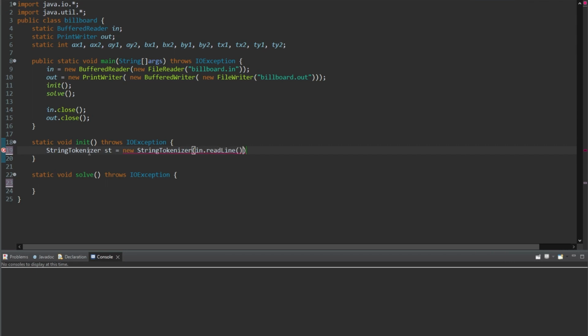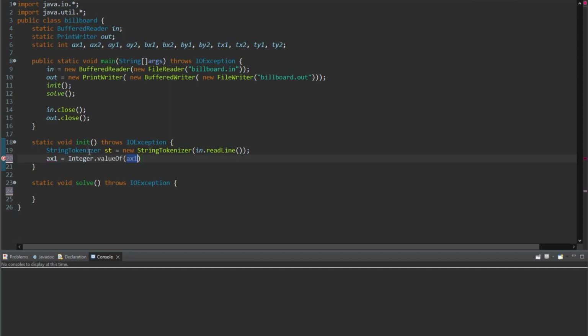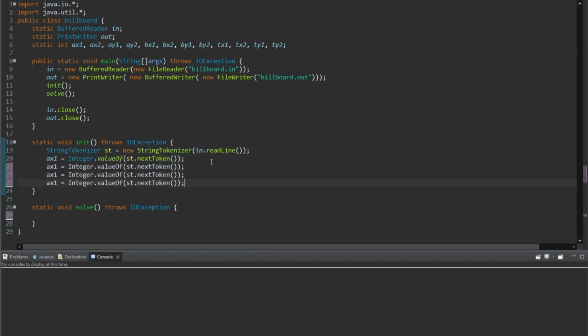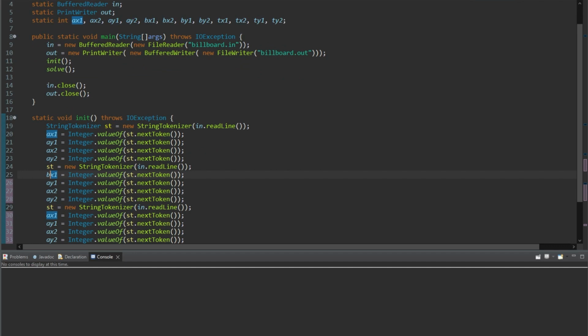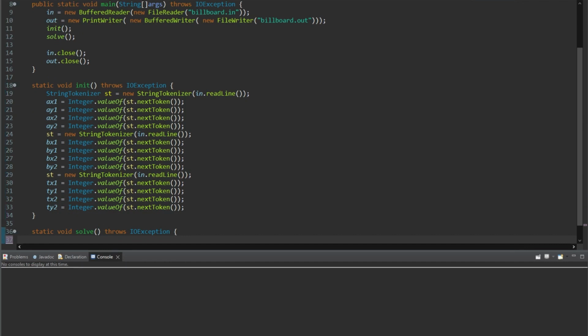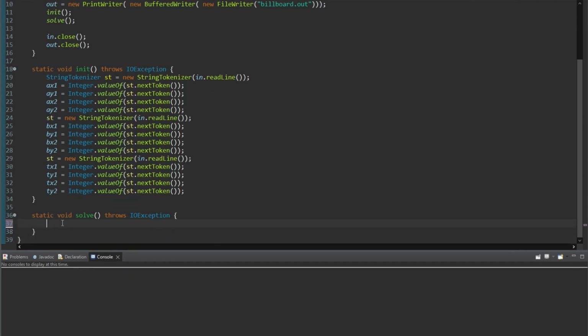And it's going to be in.readLine. And I'll do ax1 equals Integer.valueOf of st.nextToken to take in the first variable. Since everything for A is given in lines, it's going to be given in the order of ax1, ay1, ax2, ay2. And we just need to do this 3 times over. So we do this for B, and we do this for the truck, and we just replace the letter here, and the letter here as well for truck. And just like that, we have all of our variables set up.